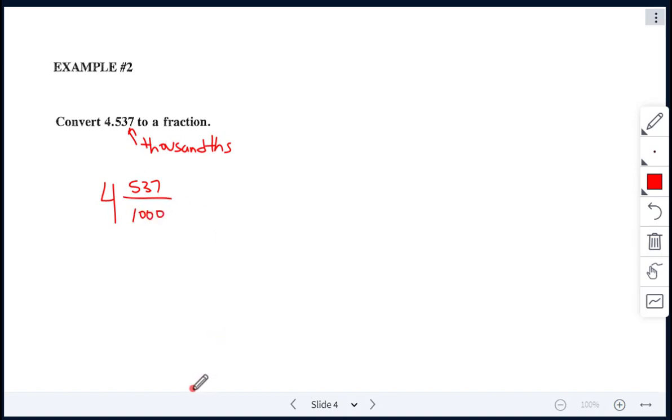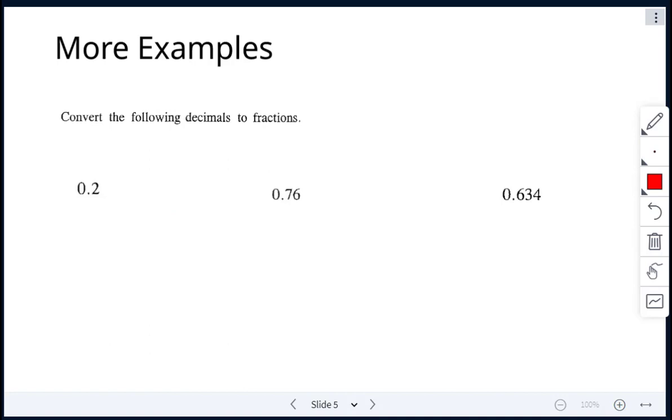All right, so check to see if we can do any reducing. We cannot do any reducing, so therefore we would leave our fraction as is. So just some more examples here. So we have 0.2, so that means the 2, that's in the tenths position, so we would write that as 2 over 10. And then you would reduce, divide top and bottom by 2, and that gives me 1 over 5.